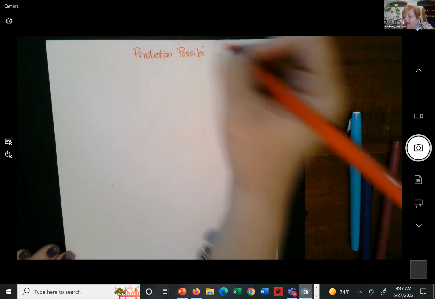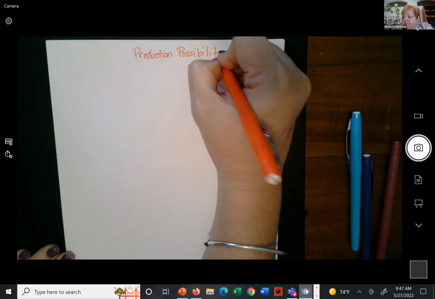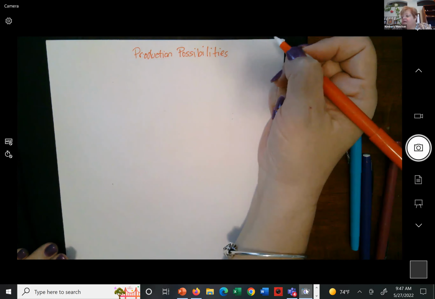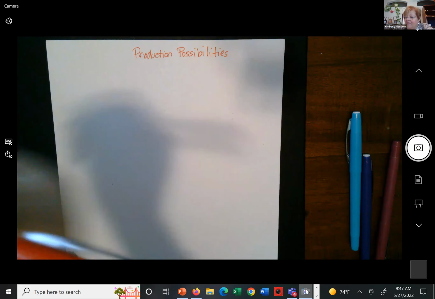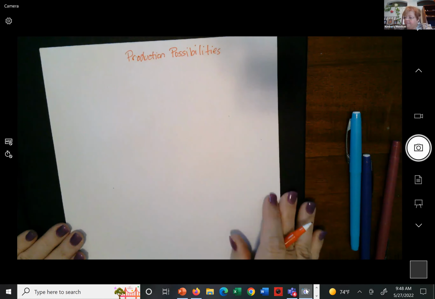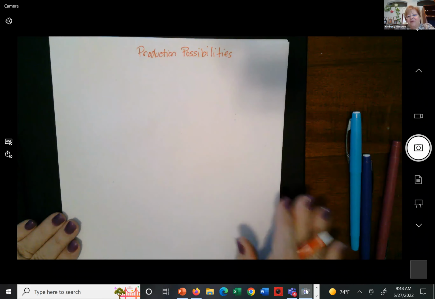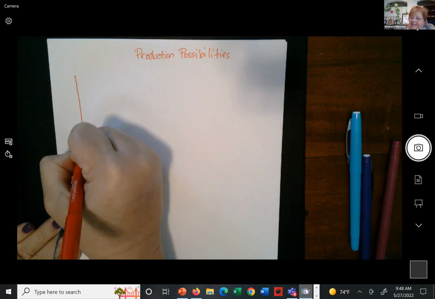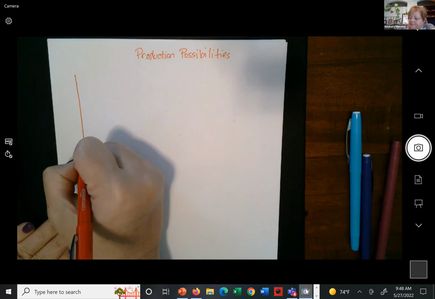And then I'm going to draw Izadia's PPF curve. I'm going to do them side by side. This is my red pen. I don't know why it looks so orange on the camera, but I was doing red for the United States. So I guess it's now orange for the US.